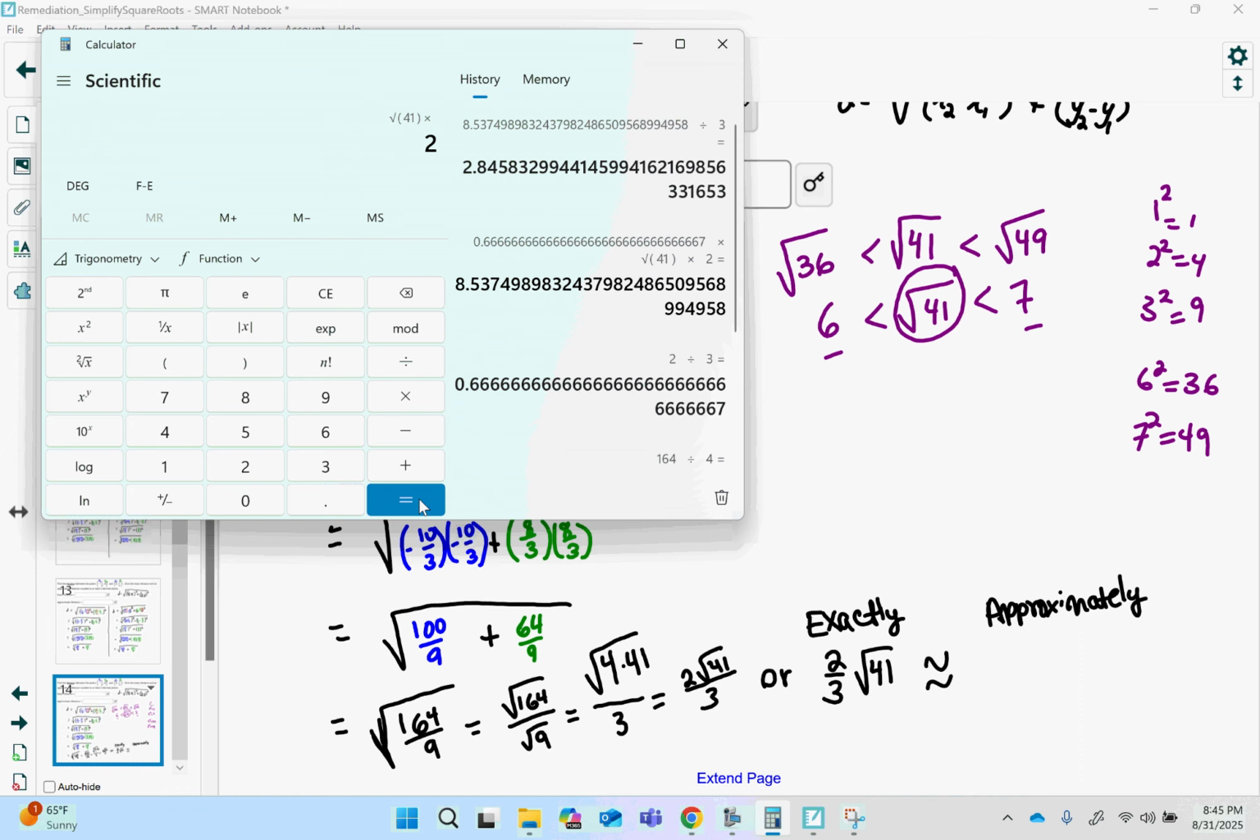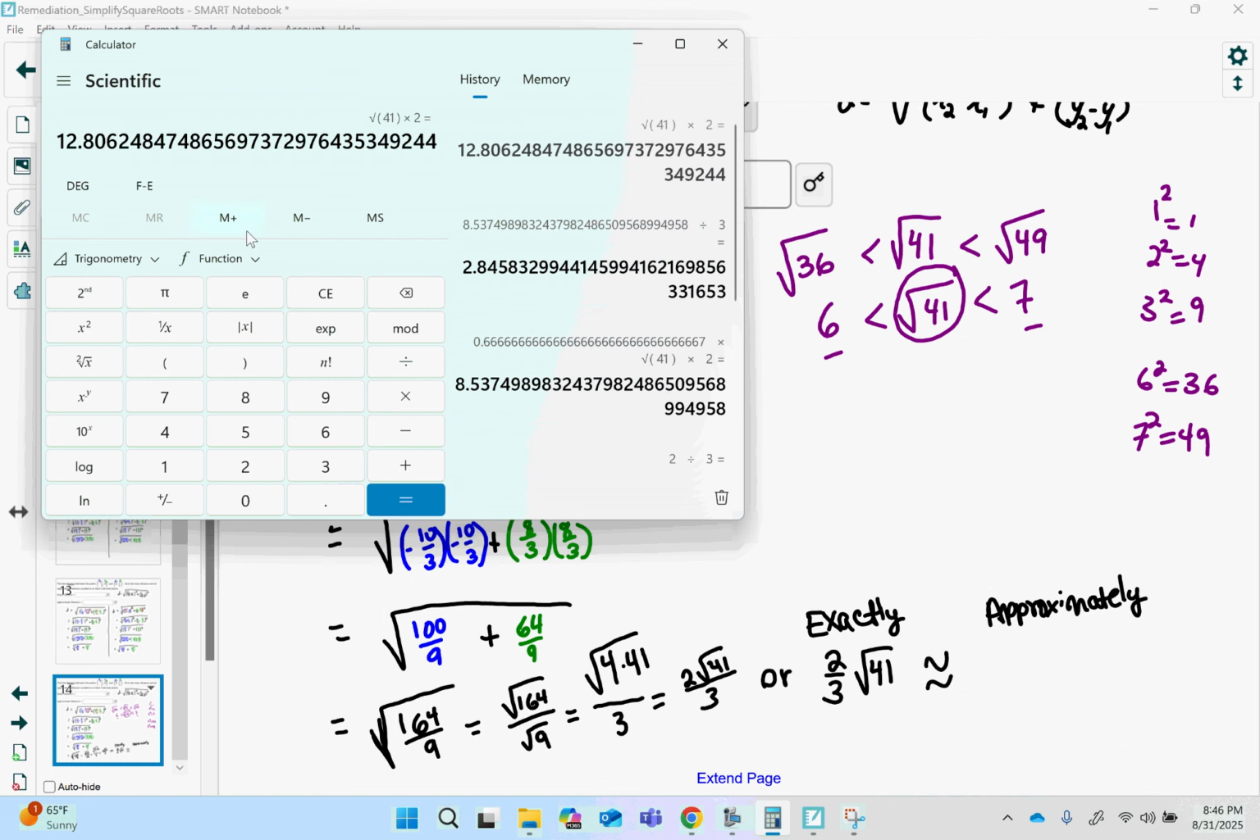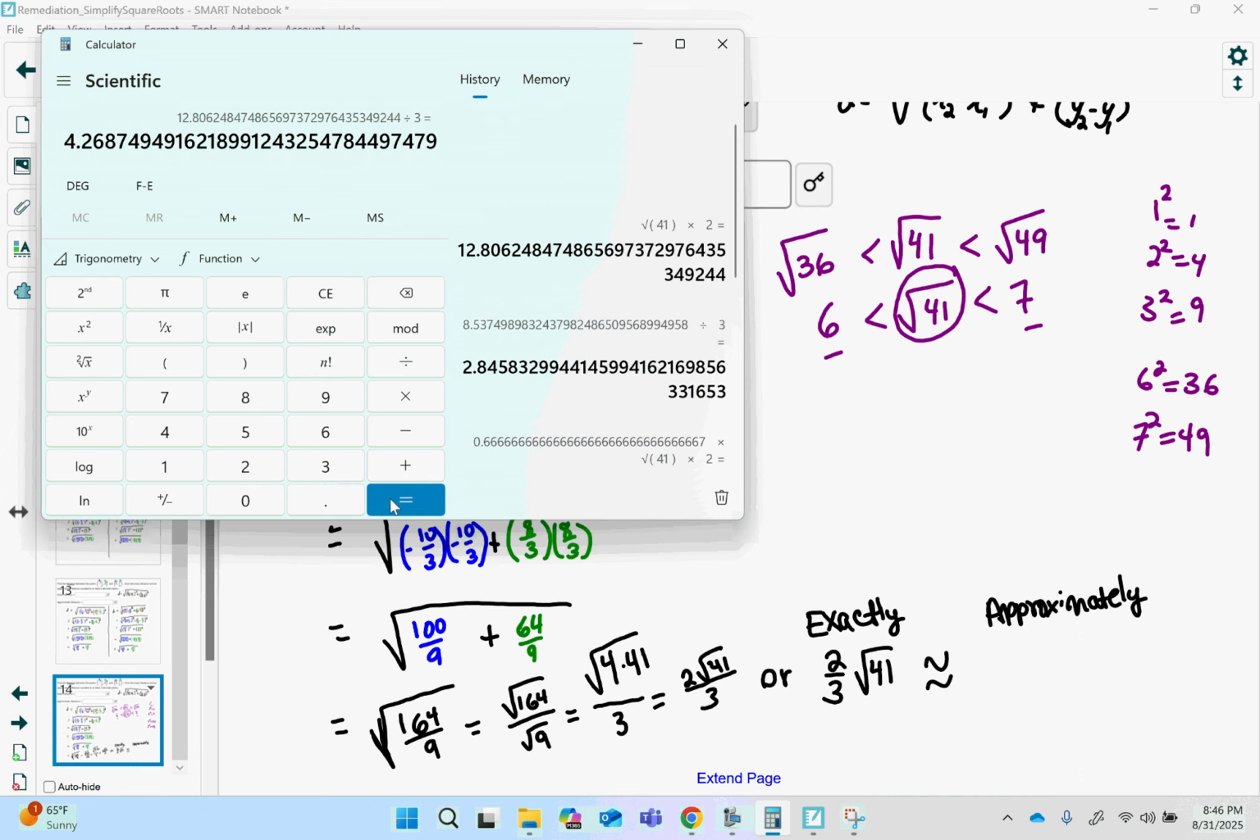I know that the square root of 41 was about 6.4-ish. So if I were to multiply that times 2, I'm expecting to get around 12.8-ish, right? So notice that that's what I got, right? 12.8-ish. And now I'm going to divide that by 3. Now I know that 12 divided by 3 would be 4. So 12.8 divided by 3 is going to be a little more than 4, or 4-ish. Okay, so I'm going to divide by 3 now, then press equals. So there you go, 4.2687.